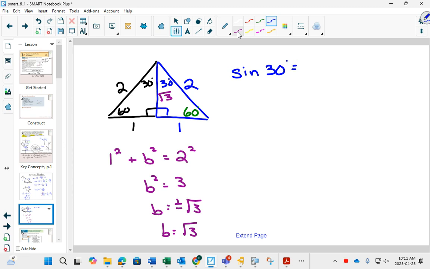Try it on your calculator. What is sine of 30 degrees? So, 0.5. Can you see it on the triangle? Sine is opposite side. What's opposite to 30? The 1. Divide by hypotenuse. What's the hypotenuse on the blue one? 1/2.